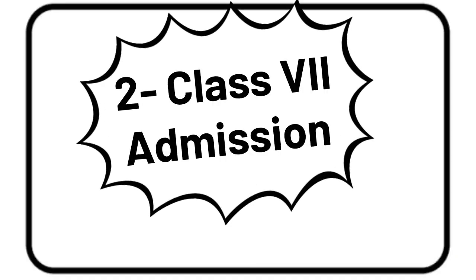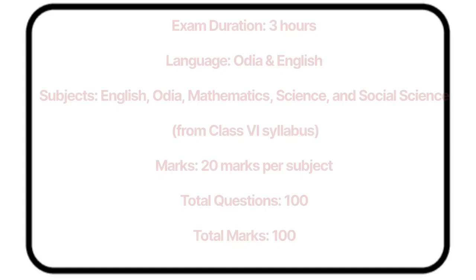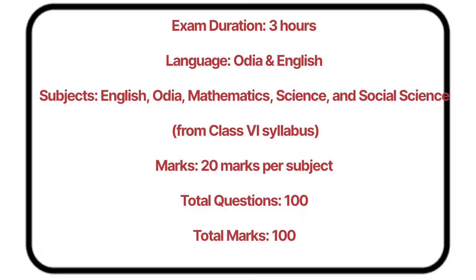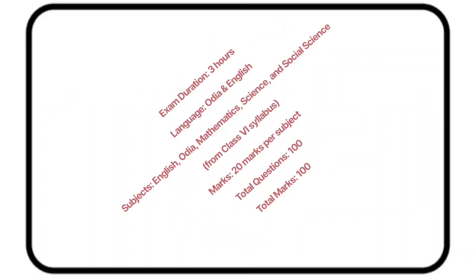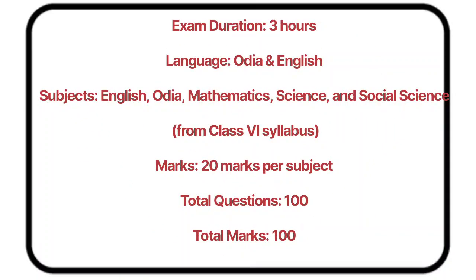Class 7 admission. Students who want to join class 7, here is what you need to know. Exam duration: 3 hours. Language: Odia and English. Subjects: English, Odia, Mathematics, Science and Social Science. From class 6 syllabus. Marks: 20 marks per subject.